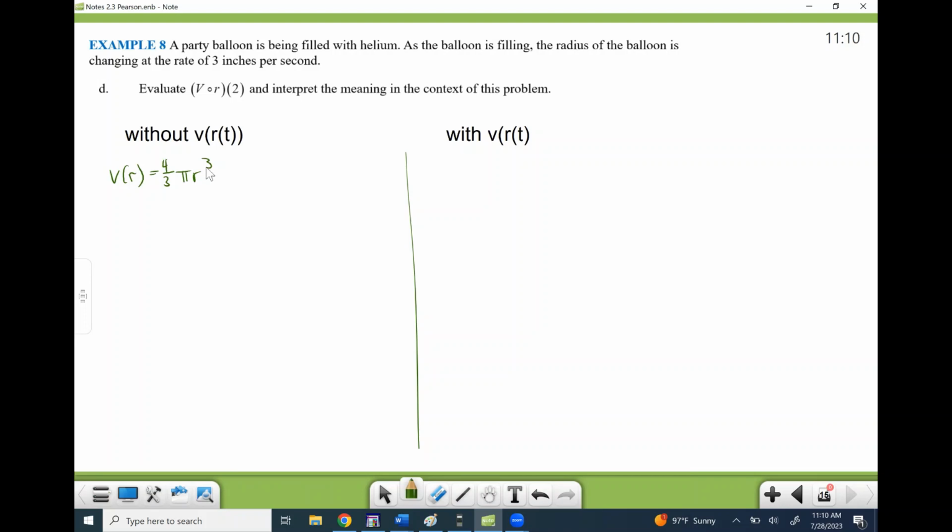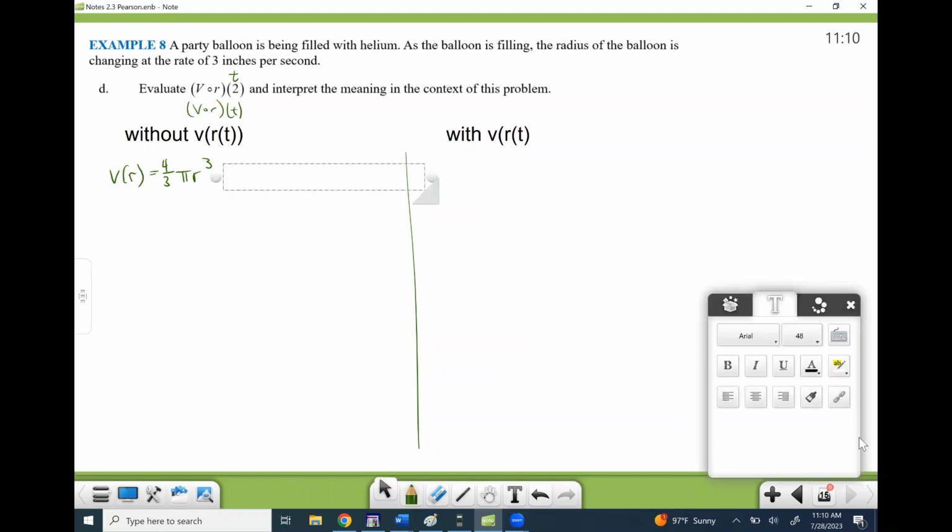Okay, I'm trying to find the volume. But the first thing I'm noticing is I don't have the radius. I have the time. I have the t. Remember, this is t right here, right? Because it's V compose R of t. So we don't have the radius is going to be my first comment. We can't find the volume since we don't have the radius.